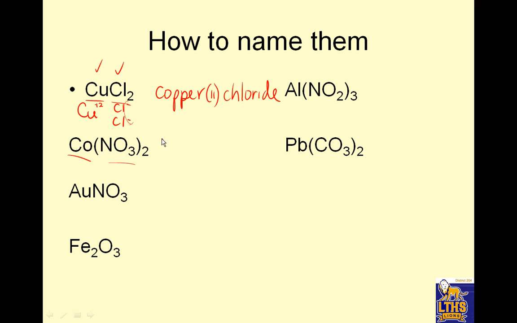Write the name of the first part, cobalt. Write the name of the second part, nitrate. Then ask yourself, self, is this an always metal? Oh, no, it's not always. So I'm going to take it apart.